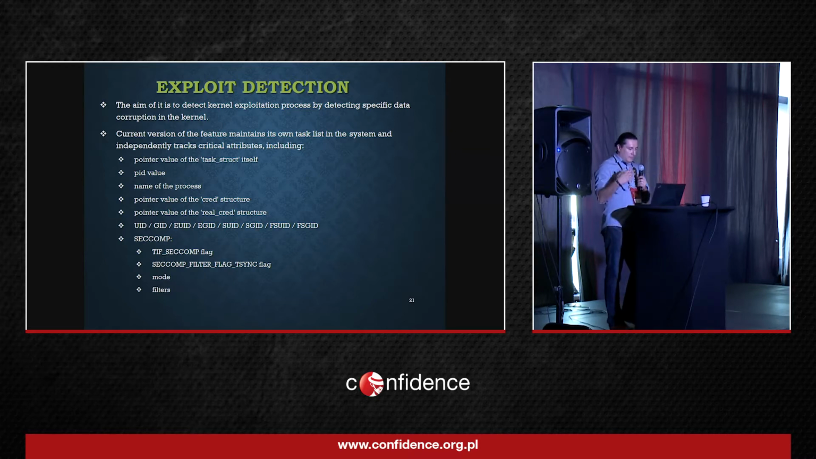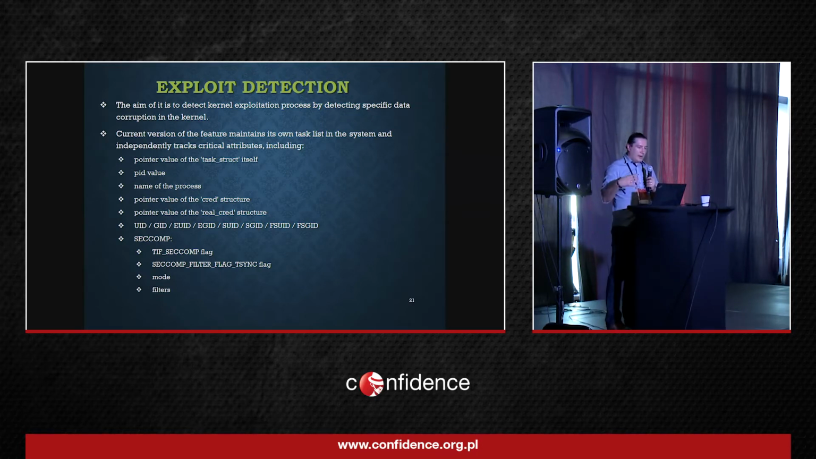LKRG maintains its own task list and dumps critical attributes, including the pointer value of the task structure itself, the PID value, the name of the process, the pointer value for the credential structure, the pointer value for the real credential structure, user ID, group ID, effective user ID, effective group ID, and so on.